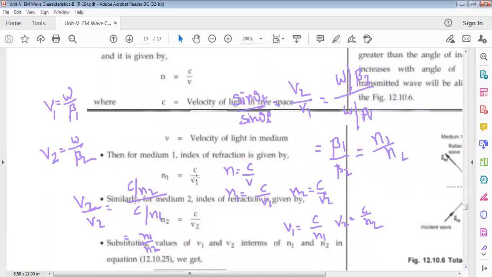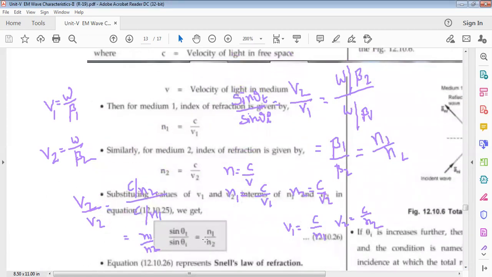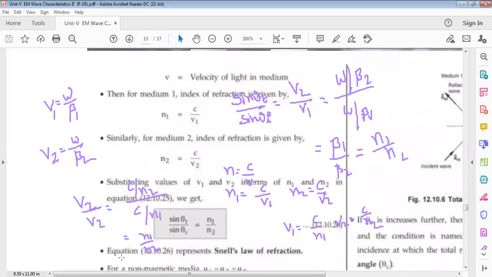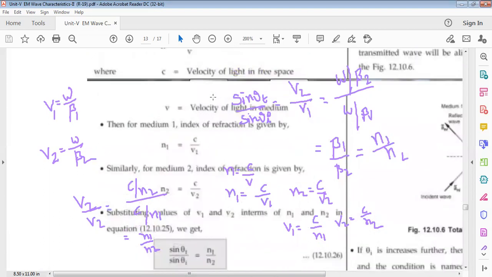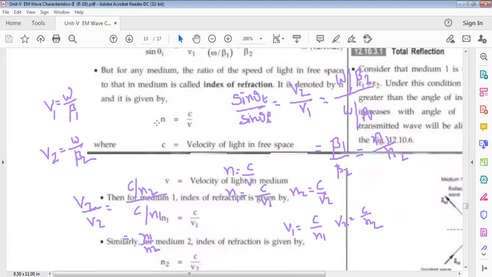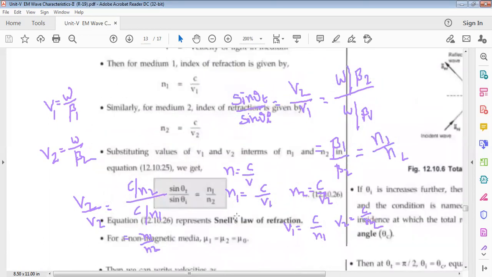So in medium 1, N1 is equal to C by V1. In medium 2, N2 is equal to C by V2. So sine theta T by sine theta I is equal to N1 by N2. Sine theta T by sine theta I is equal to V2 by V1, that is equal to beta 1 by beta 2, and that is equal to N1 by N2. This equation we call Snell's law of refraction, where N is the index of refraction. Snell's law of reflection is theta R is equal to theta I. Snell's law of refraction is sine theta T by sine theta I is equal to N1 by N2.